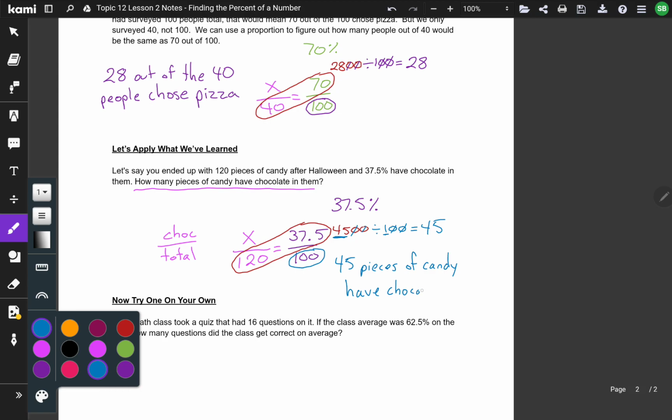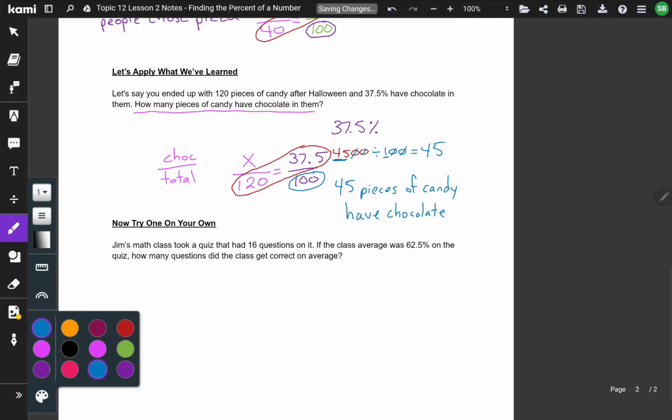Take a minute here and try out the next one on your own, and then check back with the video to see if you got the correct answer.